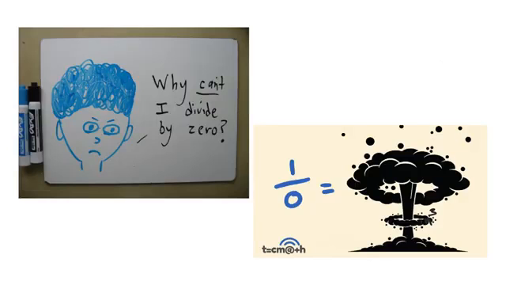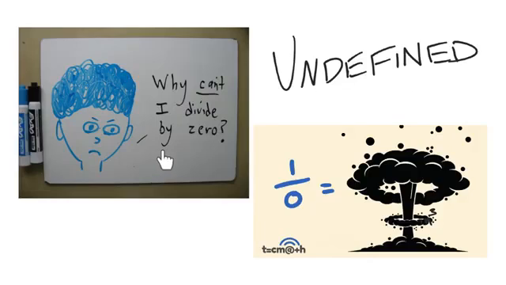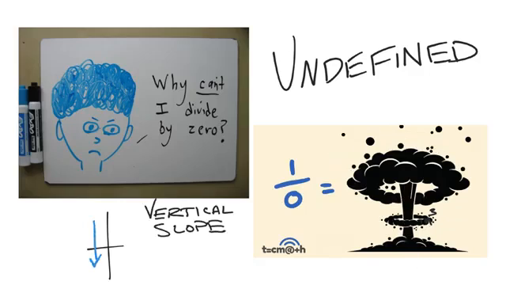Undefined is a bit of a dark term in mathematics. You can never divide by 0 or square root a negative. It's just undefined. So remember that and obey the rules.